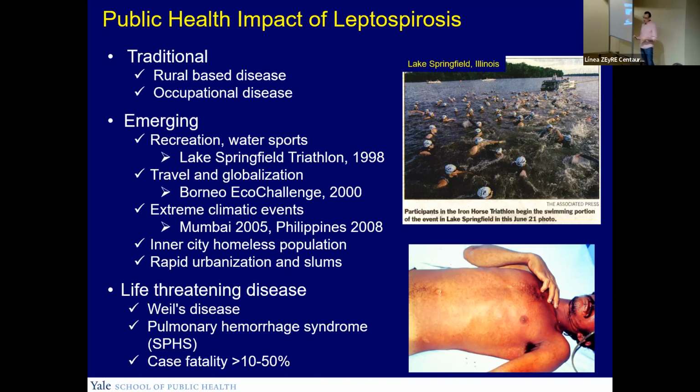With globalization, it becomes an emerging disease, with more and more outbreaks happening throughout the world. Some famous ones, like the triathlon in Lake Springfield, Illinois in 1998. People were doing this triathlon, and a lot of people got contaminated because there was a runoff the night before. There are a lot of animals in the area, so the lake was contaminated and many people got infected. With travel globalization, there was the Eco-Challenge in Borneo, and a lot of people got infected as well. And then, as I mentioned before, there are extreme climatic events like in Mumbai, the Philippines, and Puerto Rico.